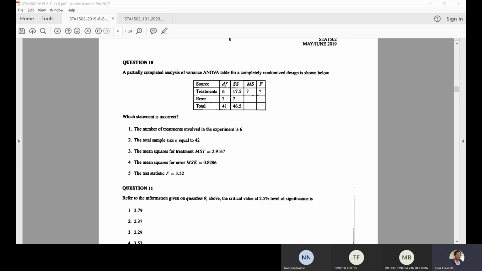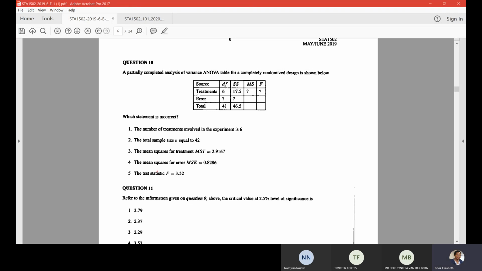Degrees of freedom for treatment is your number of groups, which is C minus 1. For error, it will be N minus C, and for total, it will be N minus 1. So those will be your degrees of freedom.